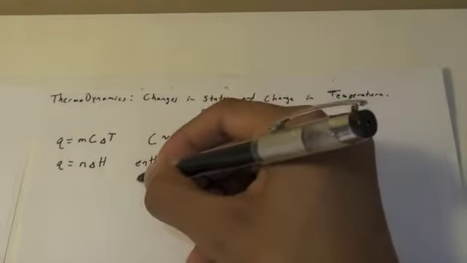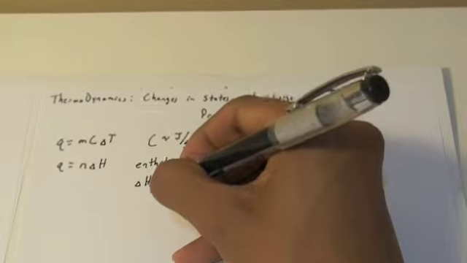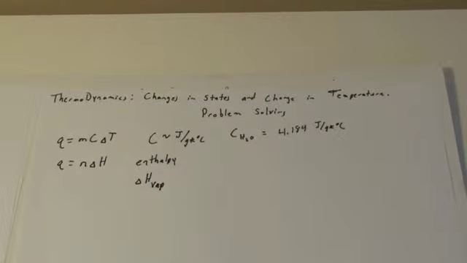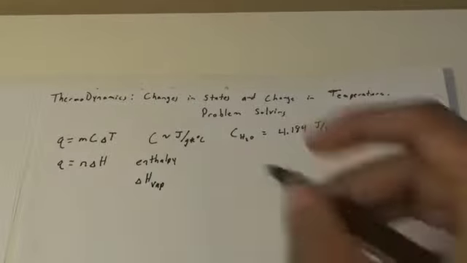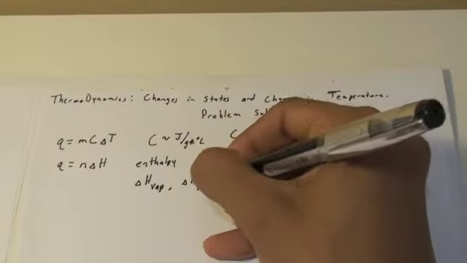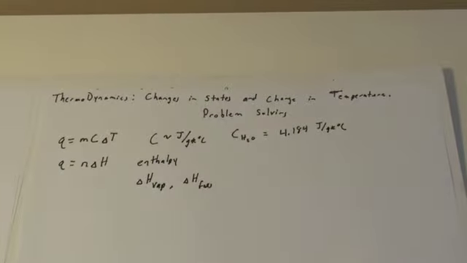So you'll see usually one of these two: you have the delta H of vaporization, which is just the energy you need to change 1 gram of liquid into a gas, or you'll see the delta H of fusion, which is the amount of energy it takes to change 1 gram of solid into a liquid. So let's look at a problem where we actually need to use these two equations.